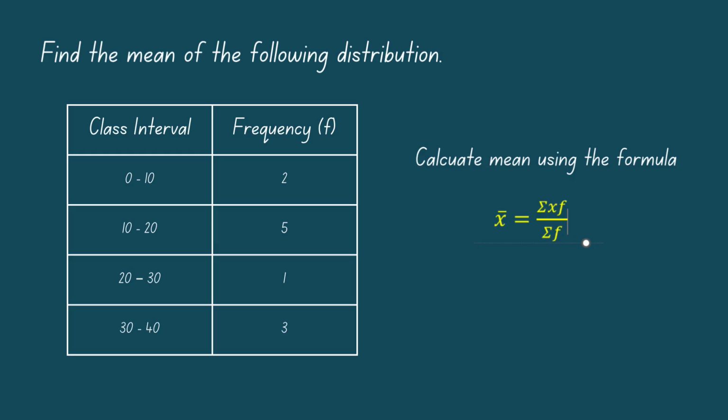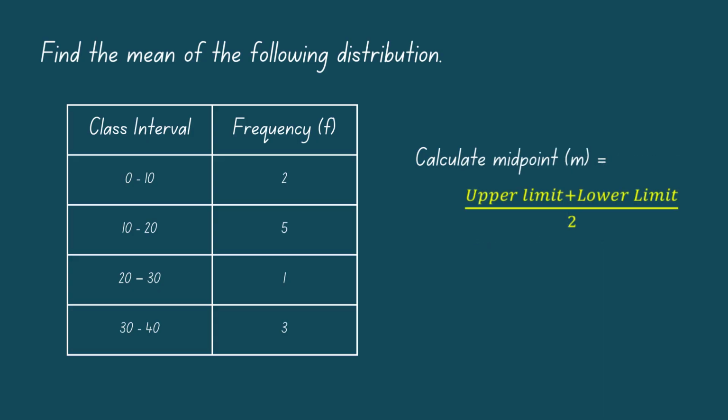But here the numbers are grouped into intervals. So we don't know the exact x value here. So what do we do? In this case, what we do is we use a value called midpoint to represent each class interval. And we calculate the midpoint using the formula upper limit plus lower limit whole divided by 2. So if you see, this midpoint is actually the middle point of each of the class interval.